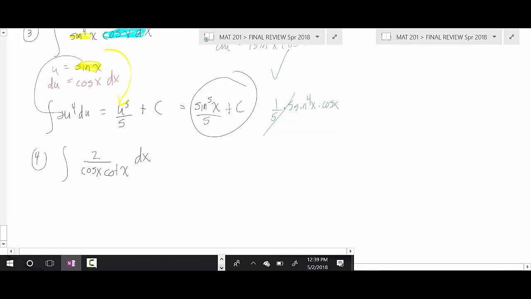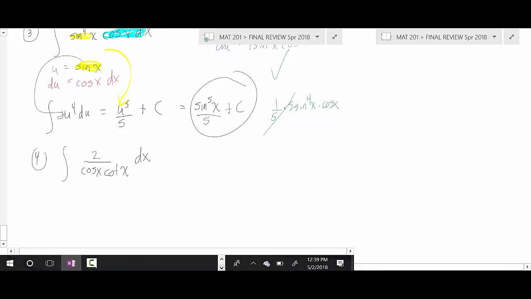Identities. Trig identities is the key. Okay, that's possible. You could change the cotangent to cosine over sine, but there's something else. I just want to see if you see it. What is 1 over cosine? Secant. What is 1 over cotangent? Tangent. Okay, 1 over cosine is secant. 1 over cotangent is tangent.